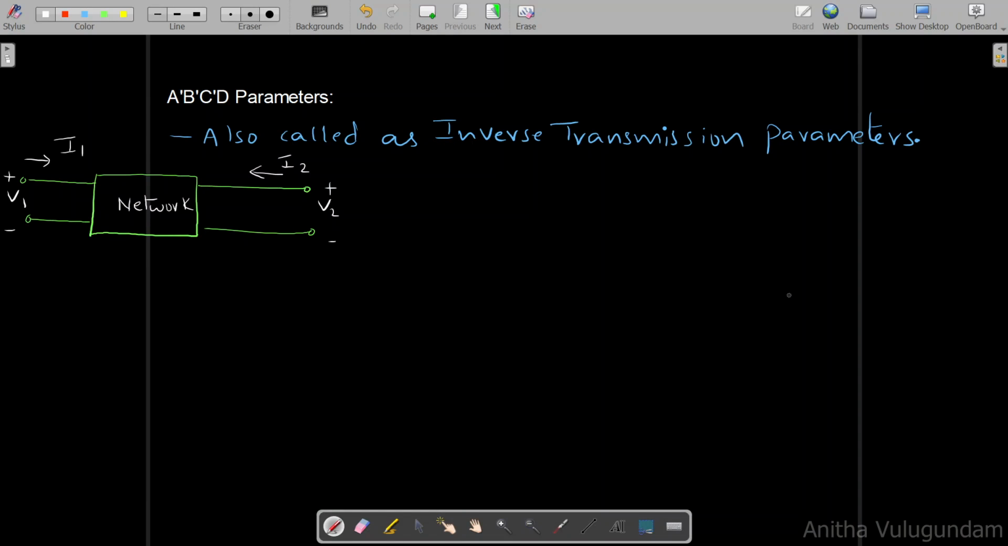In this video, I'll explain the concept of A', B', C', D' parameters. These are also called inverse transmission parameters. And this is the two-port network shown.